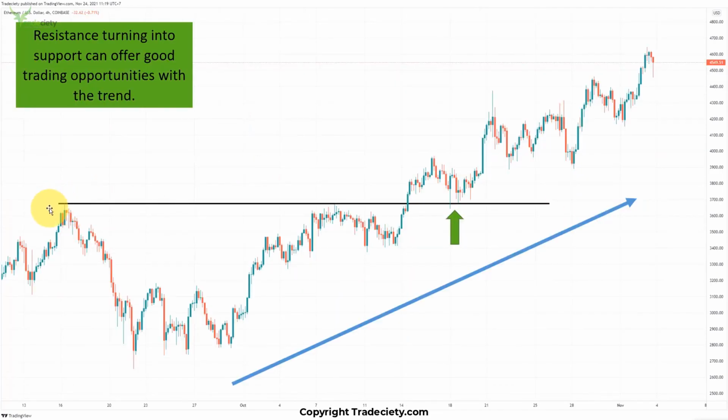Here, another one. We have an established area of resistance multiple times, and then you can see we come back into this area from above, and now it becomes support. Resistance turns support, and then we're going to use that for entry timing later to find good trading opportunities.